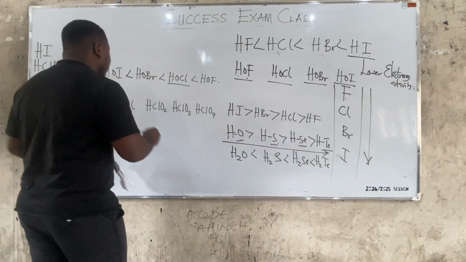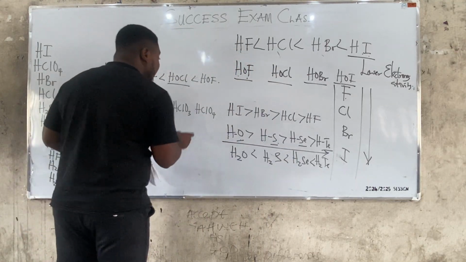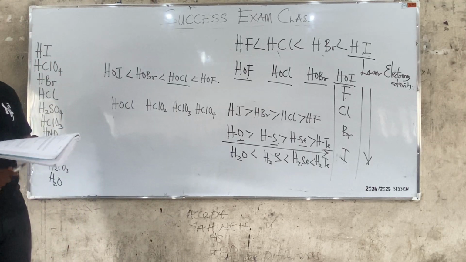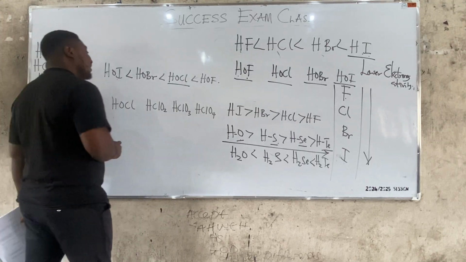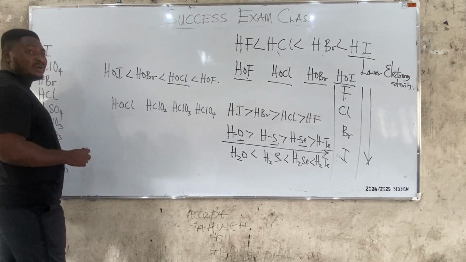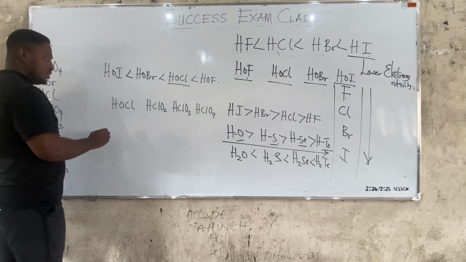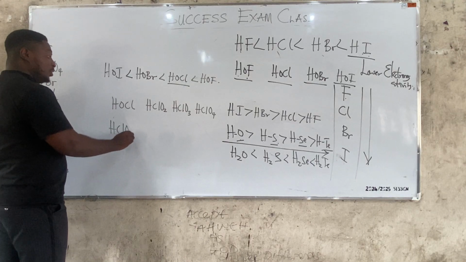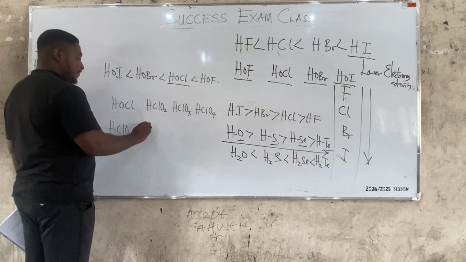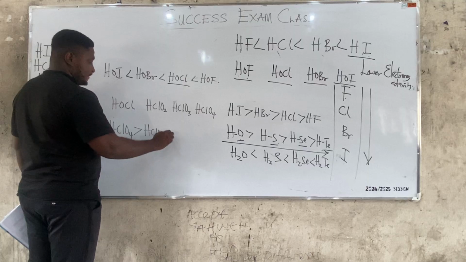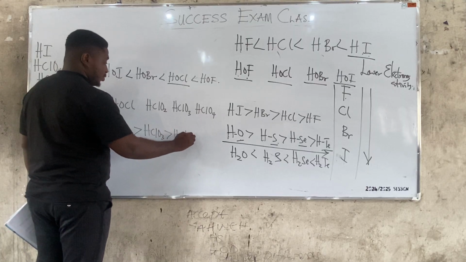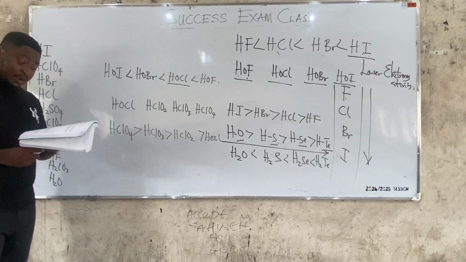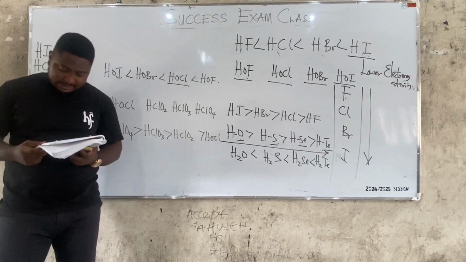So among HOCl, HClO2, HClO3, and HClO4, who is the strongest? HClO4 is the strongest. So arrange them in decreasing order. Decreasing means what? Highest to lowest. So who will I mention first? HClO4 greater than HClO3 greater than HClO2 greater than HOCl. The more the number of oxygen, the stronger the acid.